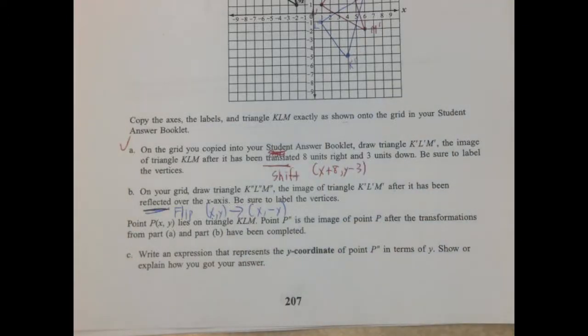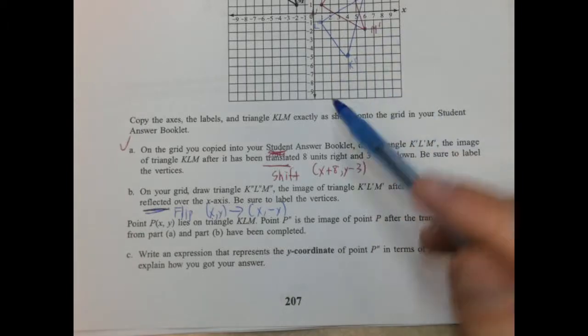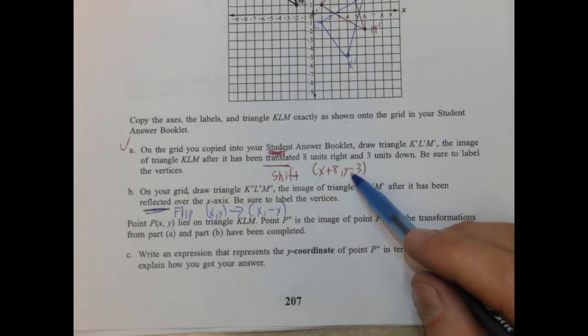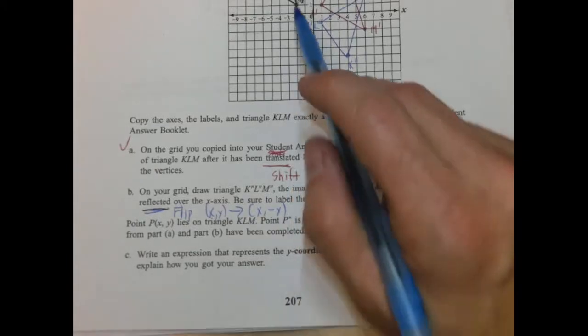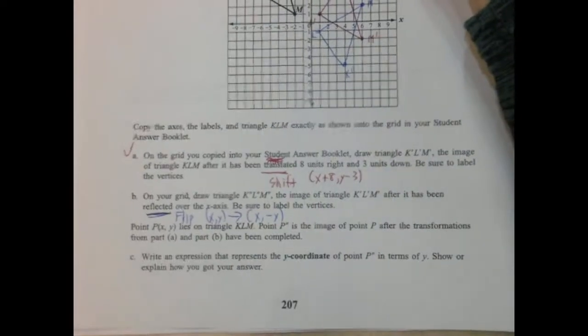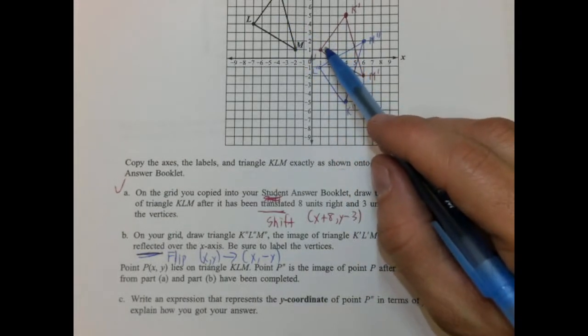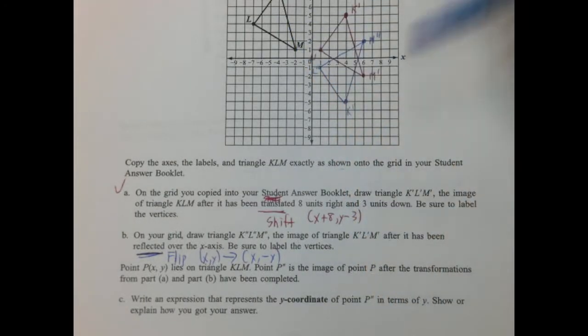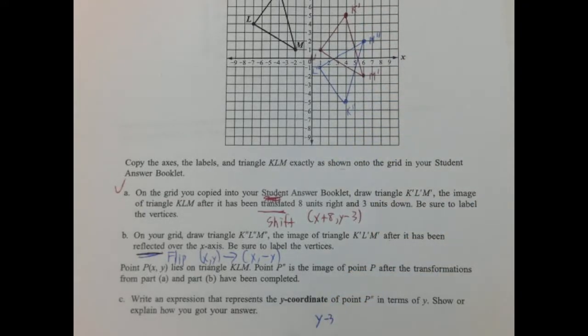So this is going to require somebody to know the reflection rule and somebody that can express the translation algebraically, which we already did here. So we actually have a head start on this. We're just going to do the y. So we start here with y on the black triangle. And to go from the black triangle to the red triangle, we have to subtract 3 from y because that represents the shift downward. So we're going to say y minus 3.